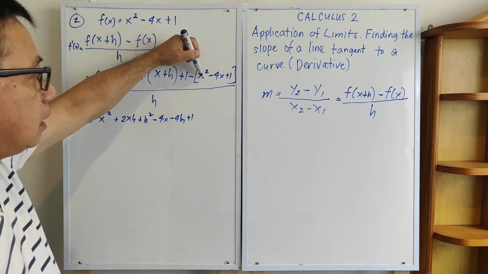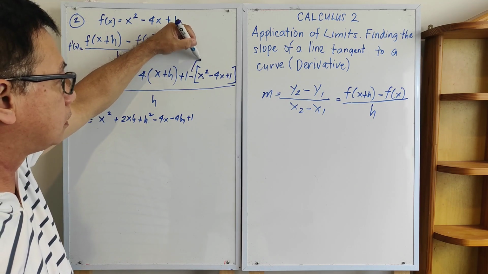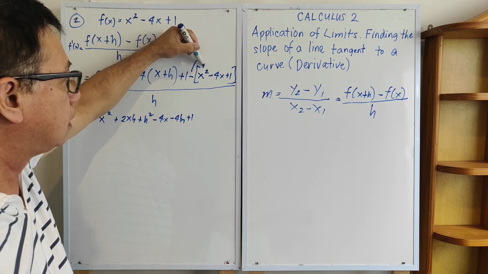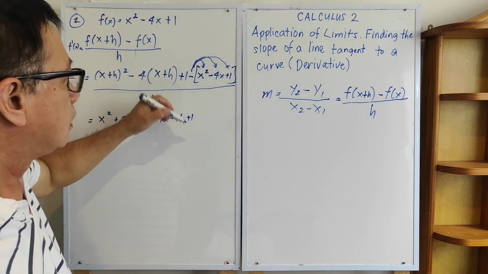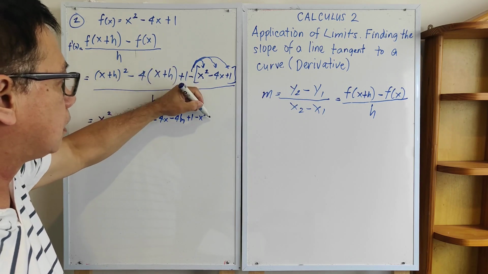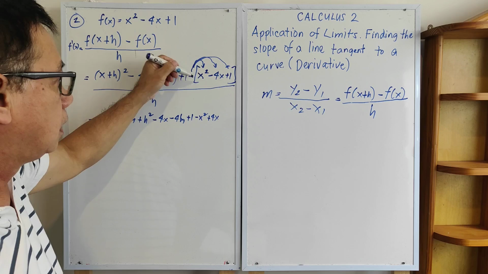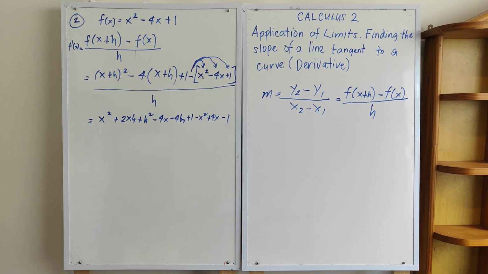So we have to subtract. We have to again distribute the negative sign. It will change the sign of all of them. So this one becomes minus x squared, this becomes plus 4x, this becomes minus 1.